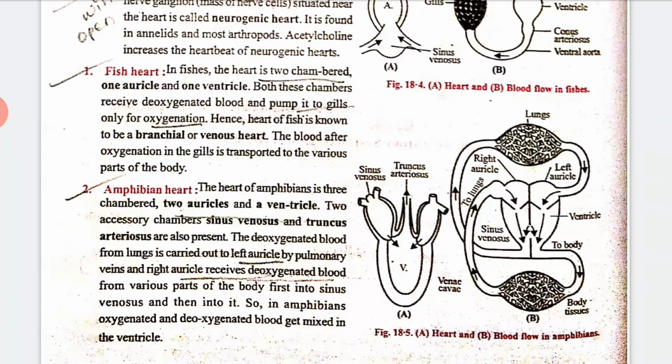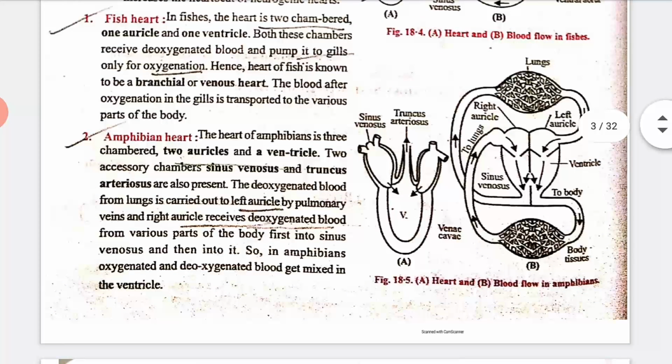Clear? So next we have the amphibian heart. Which type of heart is found in amphibians? The heart of amphibians is three chambered, meaning two auricles and a single ventricle. And two accessory chambers, the sinus venosus and truncus arteriosus, are also present.